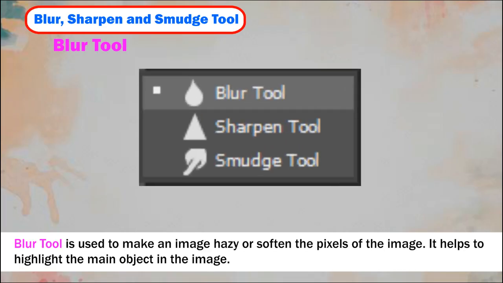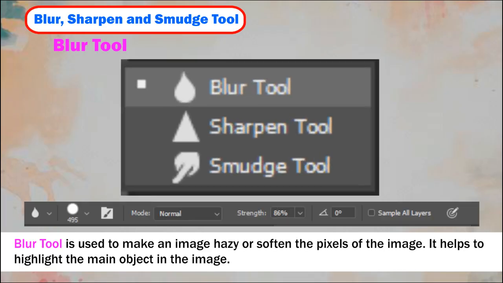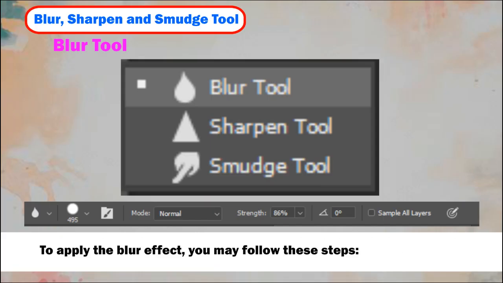Blur, sharpen and smudge tool. Blur tool is used to make an image hazy or soften the pixels of the image. It helps to highlight the main object in the image. To apply the blur effect, you may follow these steps.